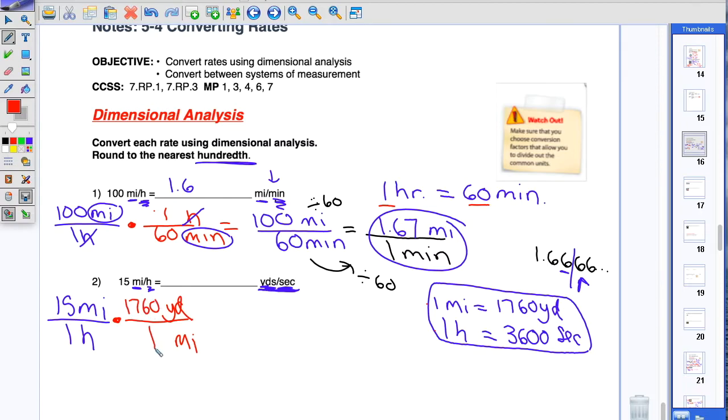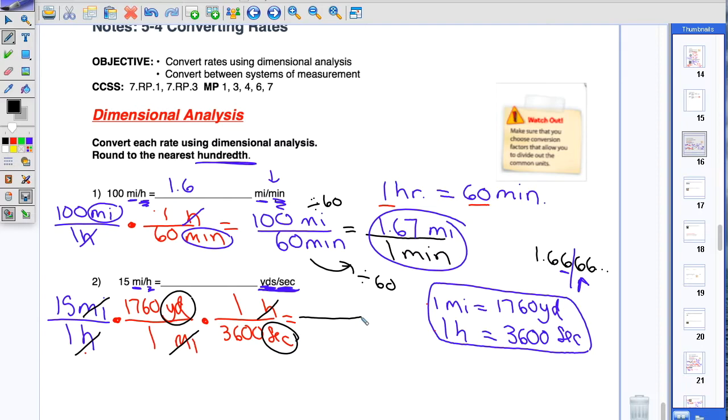1,760 yards is 1 mile. Now we do our second conversion factor, and we want to go from hours to seconds. So our hour goes in our numerator, the seconds goes in our denominator. Now 1 hour is equal to 3,600 seconds. Double check to make sure that your units of measurement cancel out. So miles cancels out with miles in the denominator, hours in the denominator cancels out with hours in the numerator, so you're left with yards over seconds.